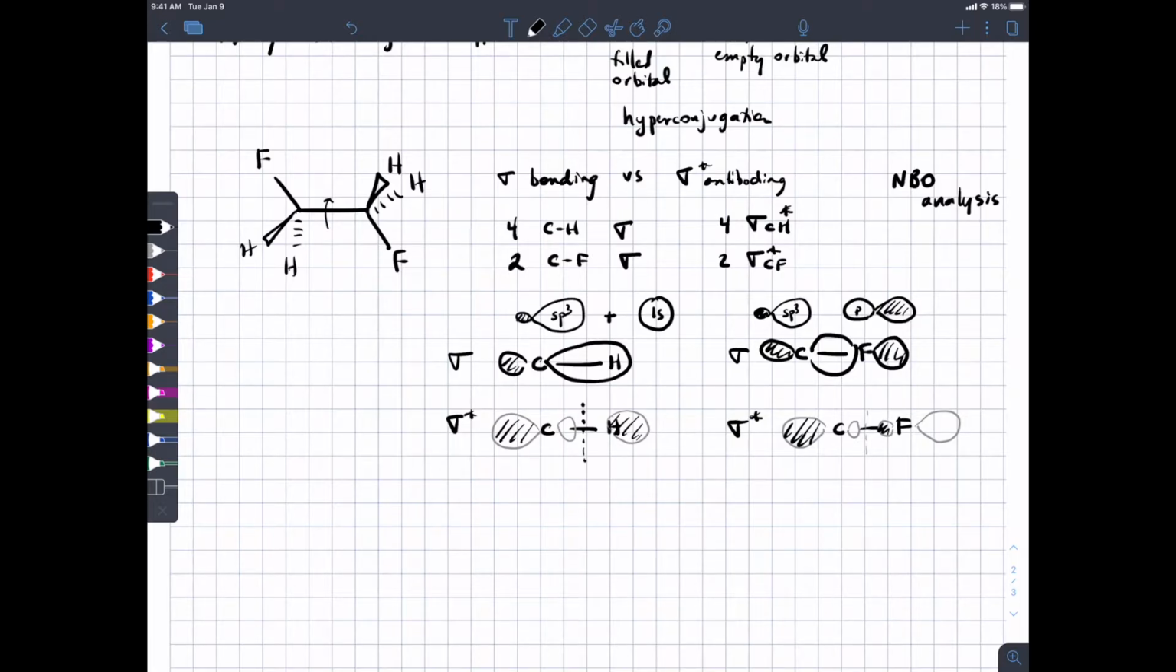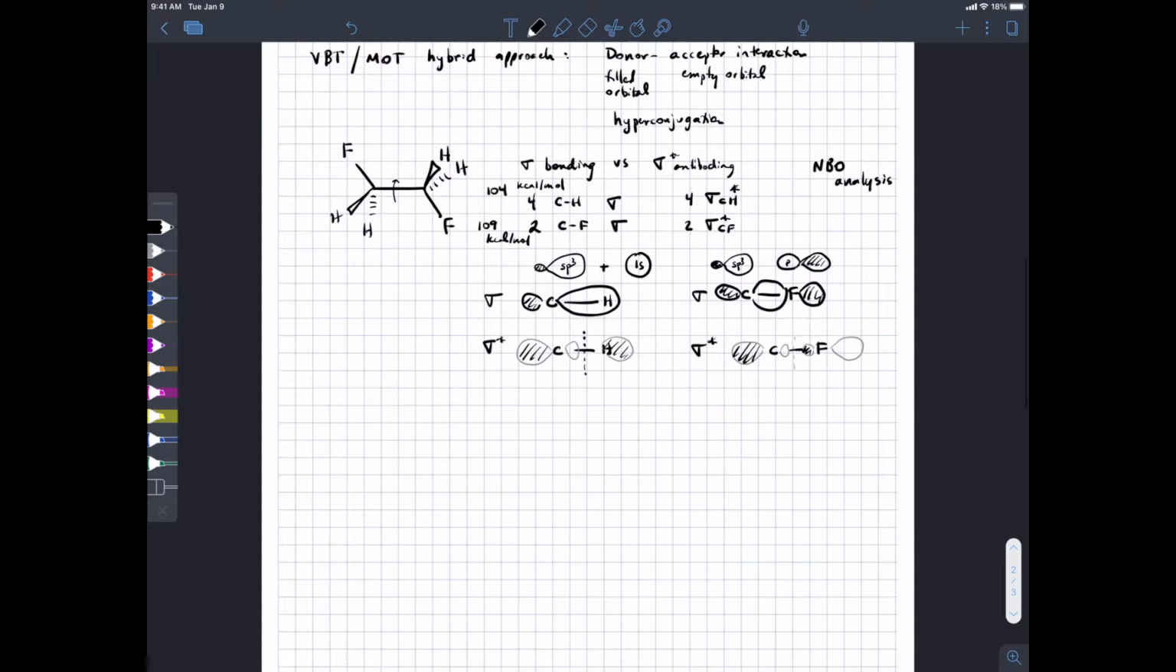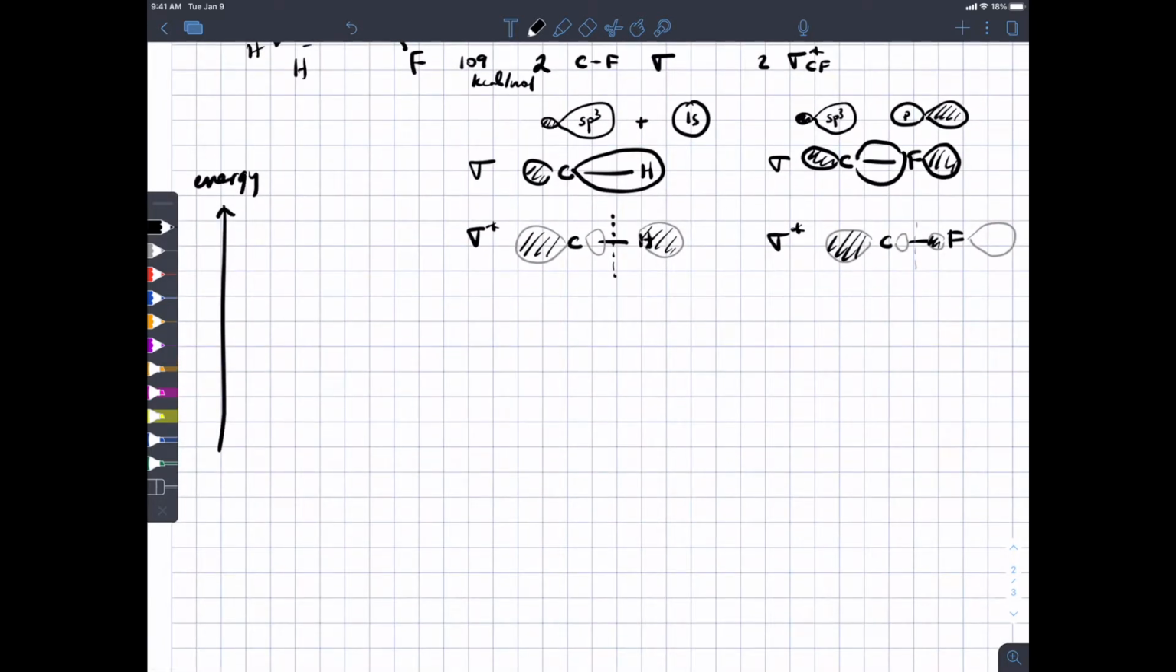Okay. Now, let's talk about their relative energies. We were doing this just as class ended last time. Carbon-hydrogen bonds generally have bond dissociation energies of about 104 kilocalories per mole. In contrast, carbon-fluorine bonds are worth about 109 kilocalories per mole. So, if you have to rank in energy where the sigma bonding orbital should be, where is the carbon-fluorine bonding orbital relative to the carbon-hydrogen bonding orbital?